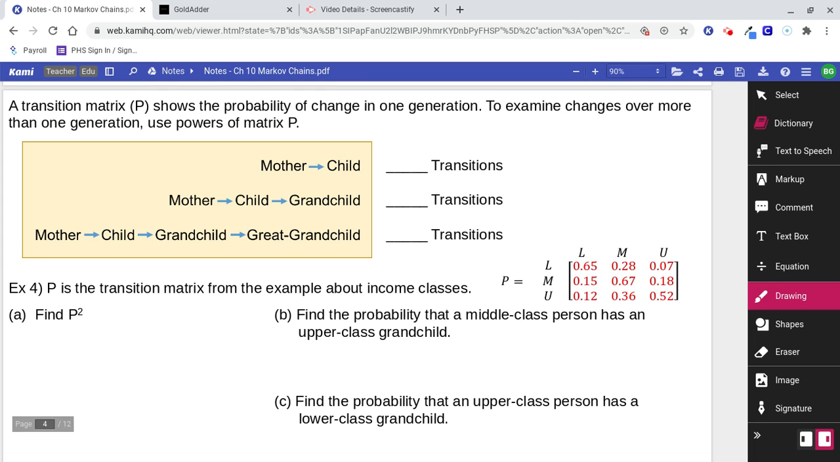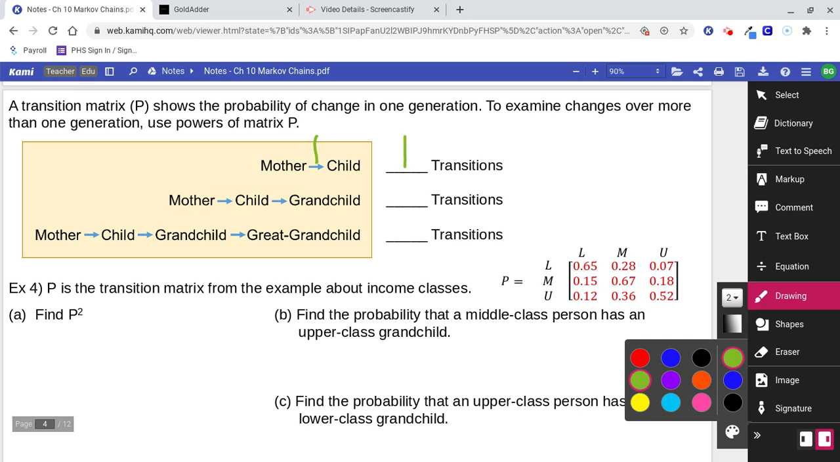A transition matrix shows probability of change in one generation. To examine changes over more than one generation, use powers of matrix P. So consider, for example, from mother to child. From mother to child is one transition. But if you go from mother to child to grandchild, that's actually two transitions. Or mother to child to grandchild to great-grandchild. If I was going from mother to great-grandchild, that would actually be three transitions.